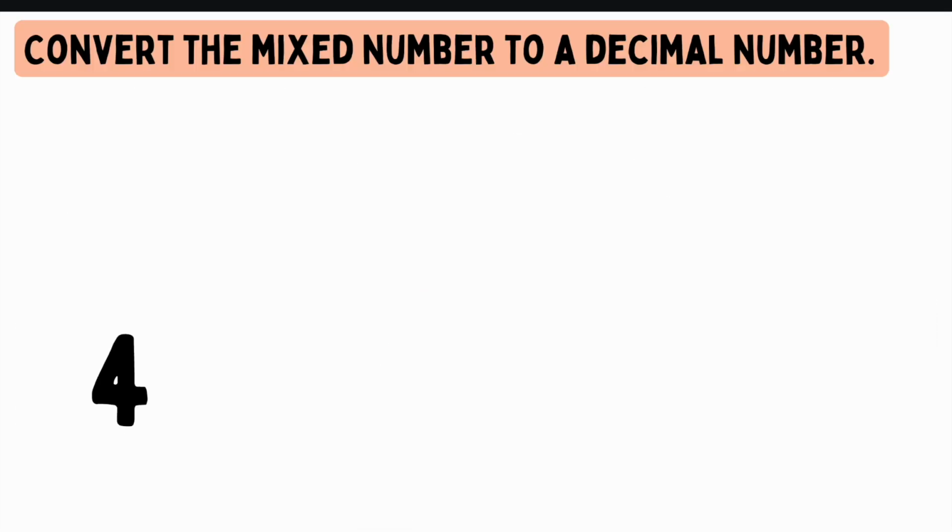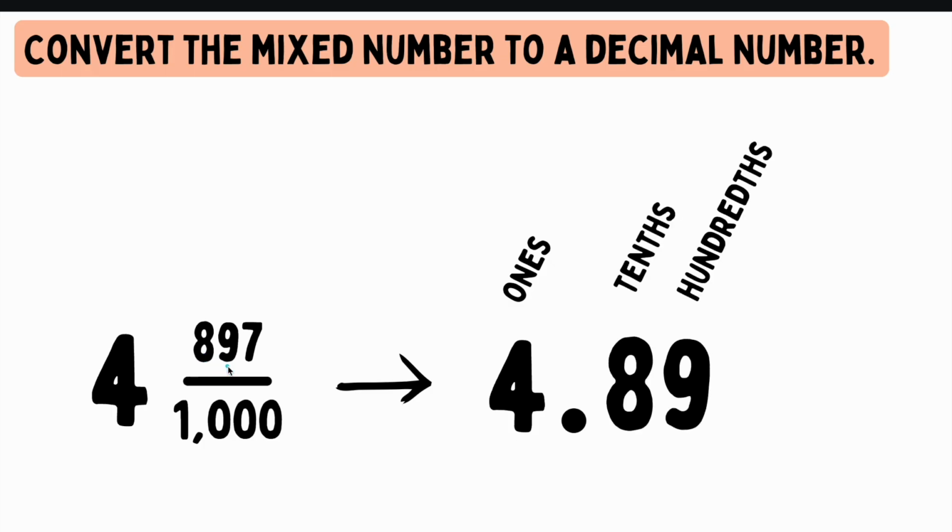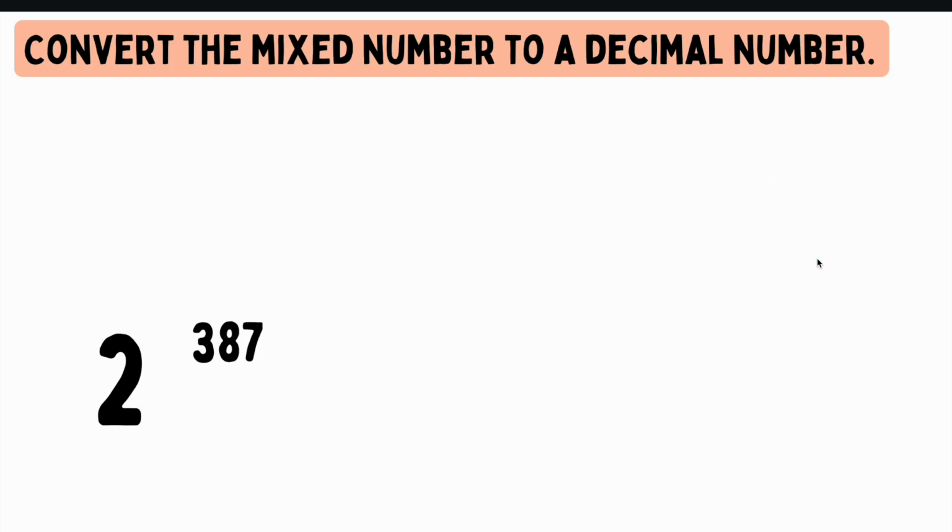Convert the mixed number to a decimal number. We have 4 and 897 thousandths. Let's convert this into a decimal number. We know that we have 4 ones, so we will write 4 in the ones place. Now we need the decimal point. Now we will write an 8 in the tenths place, a 9 in the hundredths place, and a 7 in the thousandths place because we have 897 thousandths. 4 and 897 thousandths.